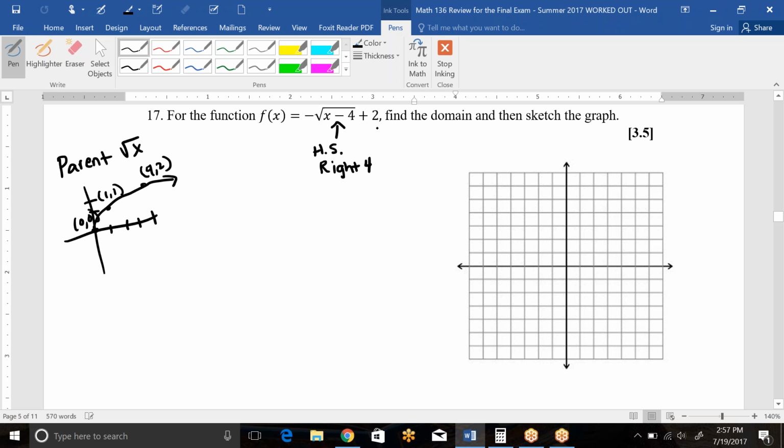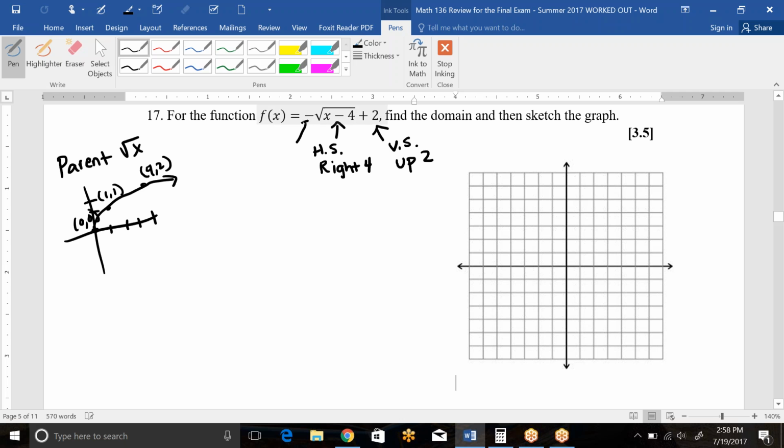Okay? If you have a number added or subtracted at the end of a function, so after the parent part, so after the square root, that's going to be what we call a vertical shift. And that's going to either move us up or down. And it's happening to y, whereas this was affecting our x, this is happening to our y. Anything that happens to y is exactly what you think. So it's going to be up 2 since it's positive.